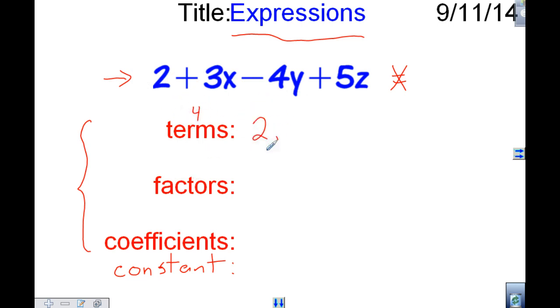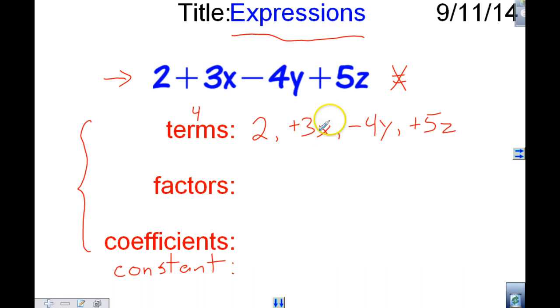Okay. They are 2, 3x, negative 4y, and 5z. So you could write a definition if you wanted to, like, okay, terms are separated by adding, subtracting signs, but just have a way of knowing, well, there are 4 terms here, here's what they are.